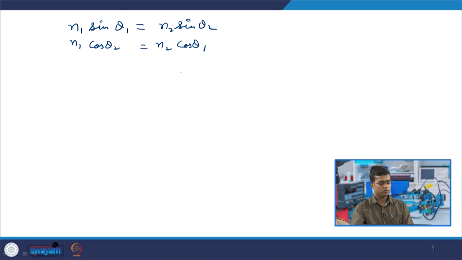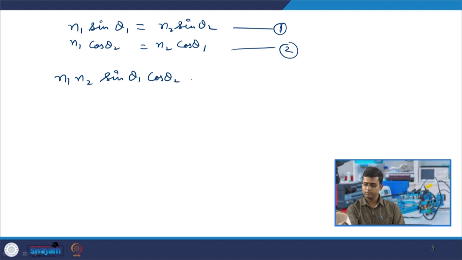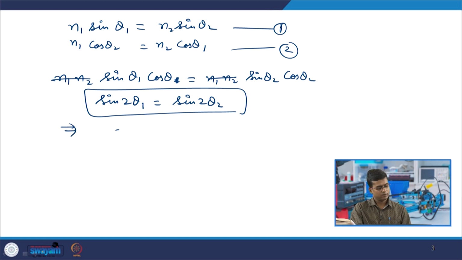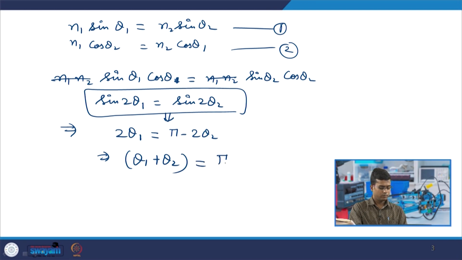So, you can have, suppose, this is equation 1, this is equation 2. So, you can have n1 n2 sin theta 1 cos theta 2 is equal to n1 n2 sin theta 2 cos theta 2. So, n1 n2 cancels out, you have sin 2 theta 1 is equal to sin 2 theta 2. When is this possible? This implies that 2 theta 1 is equal to pi minus 2 theta 2. To satisfy this, this implies that theta 1 plus theta 2 is equal to pi by 2.